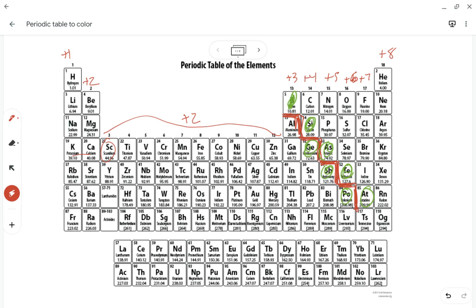Hopefully, this helps give you a little bit better understanding. We're going to work with this even more tomorrow when we figure out how this applies to periodic trends that we actually observe.